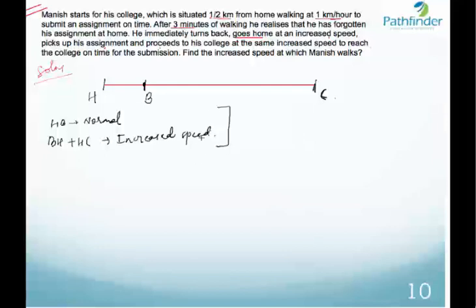The first thing we need to know is how much time Manish had to reach his college. As you know, he has to walk half a kilometer at a speed of 1 kilometer per hour. So what is the time that Manish will take to reach his college? The time which Manish originally planned to reach his college in is given by distance upon speed. What is the distance? The distance is half a kilometer. The speed is 1 kilometer per hour, and therefore Manish will take half an hour to reach his college.